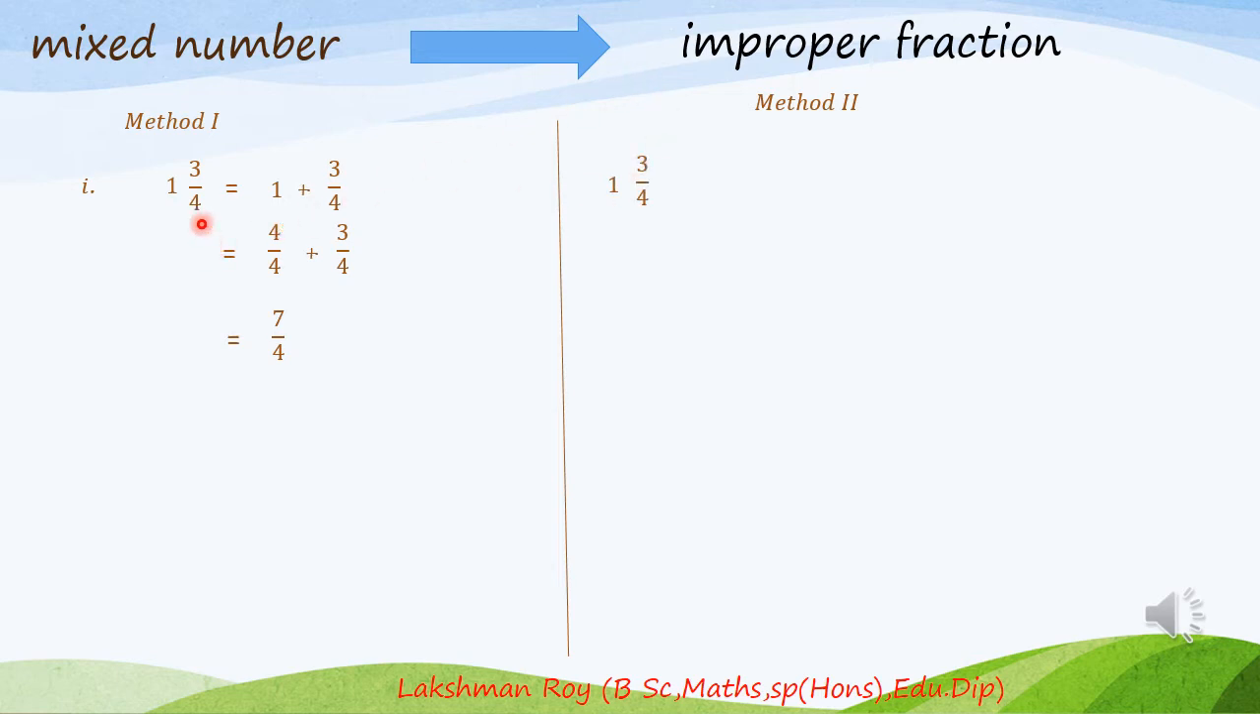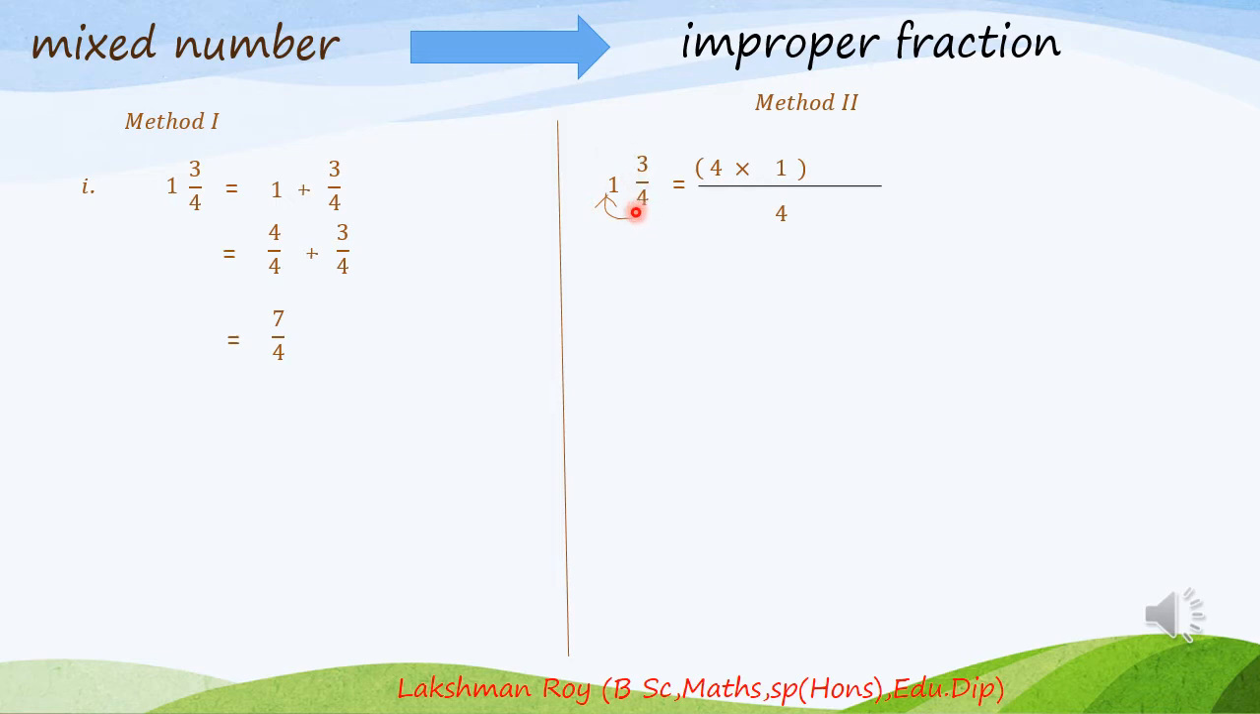I'll take the same example discussed earlier, 1 and 3/4. In this method you have to multiply and add. See here, what is the denominator of this fraction? 4. So in the answer the denominator is 4. Now this denominator and this whole number should multiply, that means 4 should multiply by 1. Then you have to add this 3.